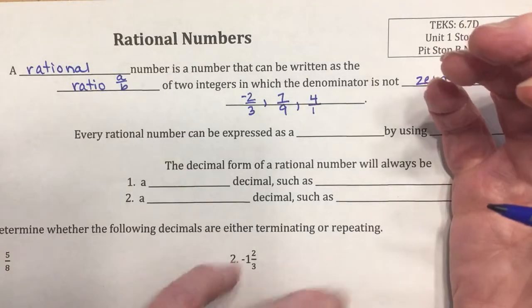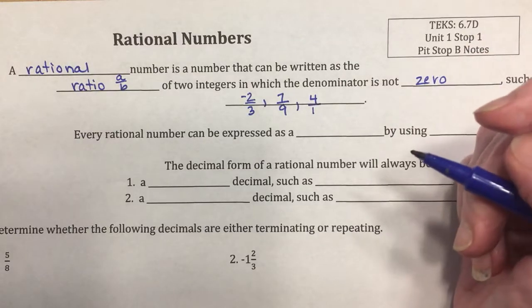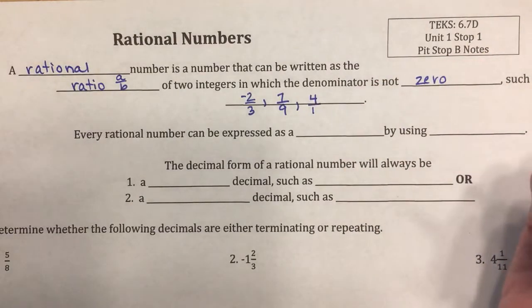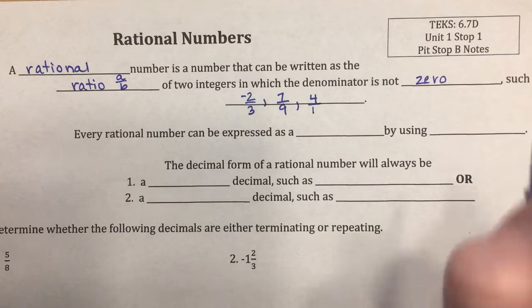So the rational numbers make up a ton of numbers because almost any number can be written as a fraction, all right? And we're going to talk more about that later in the chapter. There are a few that can't be written as rational. We're going to talk about those as well.